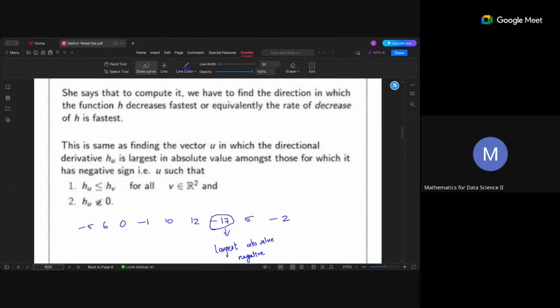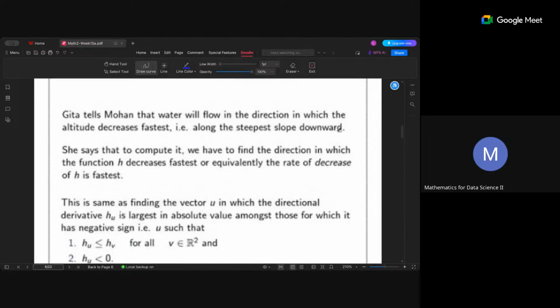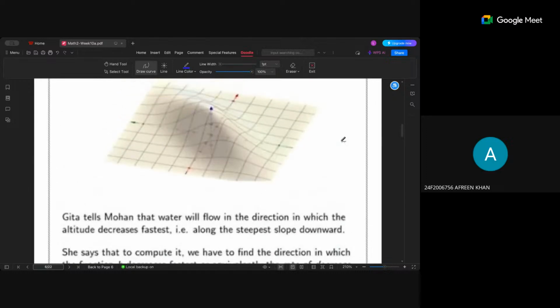So your directional derivative should be the smallest. For that, you will get the steepest slope downward. Okay, is that clear? Yes, why ma'am, why do we have this directional derivative with these conditions to get the steepest slope downward? Do you understand that, everyone? Ma'am, can you please explain this part again?